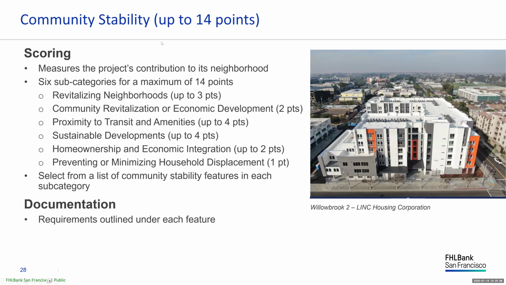Thank you, Samantha. The community stability category is about determining how your project benefits the community at large and contributes to stabilizing the neighborhood. The category is worth up to 14 points. There are 6 main community stability features with specific elements under each feature that you can select.